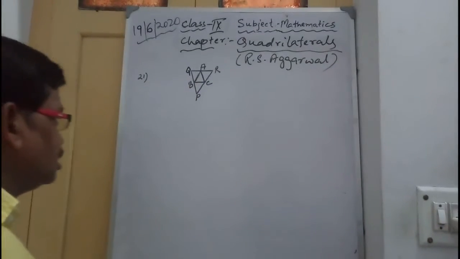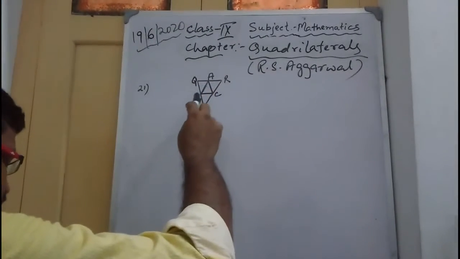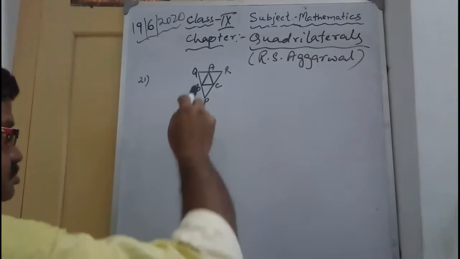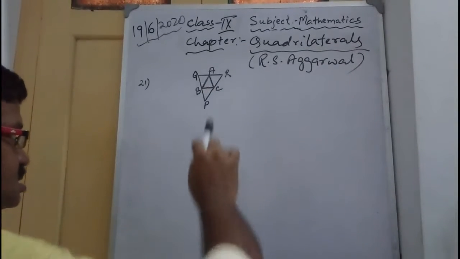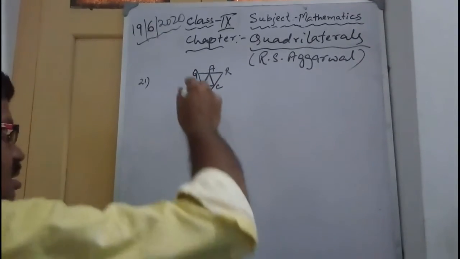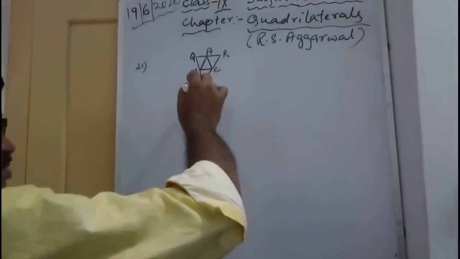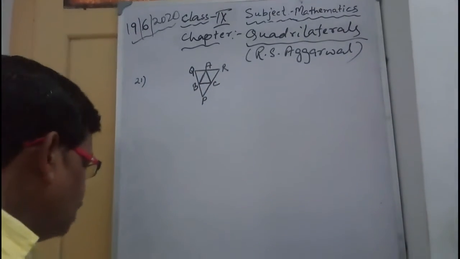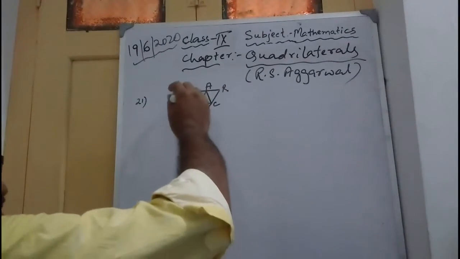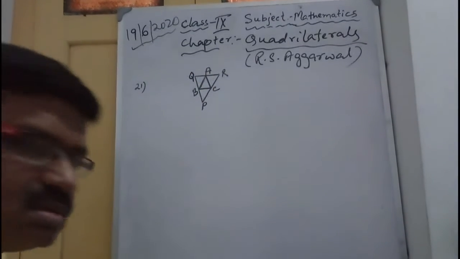Now next question. ABC is a triangle, through A, B and C parallel lines are drawn. These three parallel lines drawn intersect at P, Q, R. Now you have to prove that the perimeter of PQR is double the perimeter of ABC.